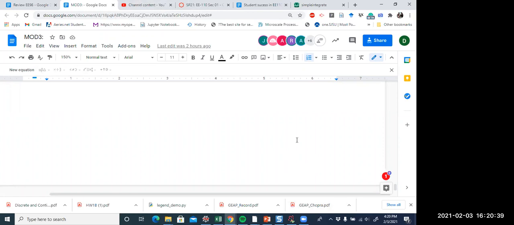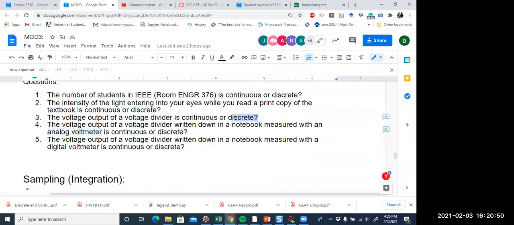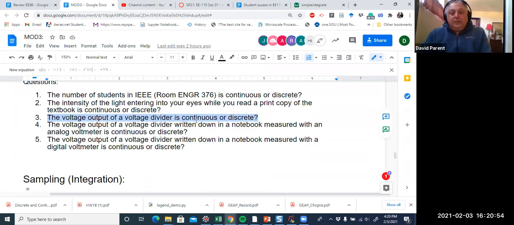Is number 3 of the voltage divider continuous? This one? This is continuous because I'm just saying it exists. But when I measure it and I use a finite measurement, that's when it becomes discrete valued. And then when I write it down, it becomes discrete time.